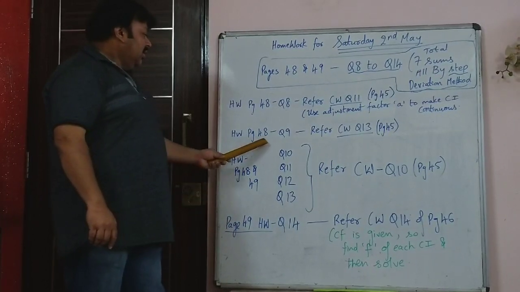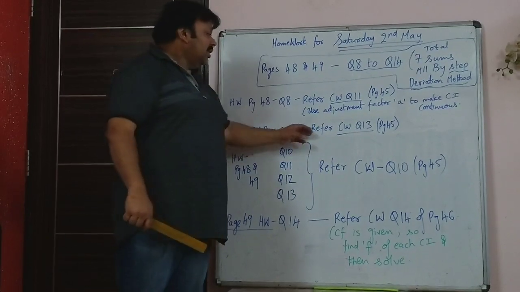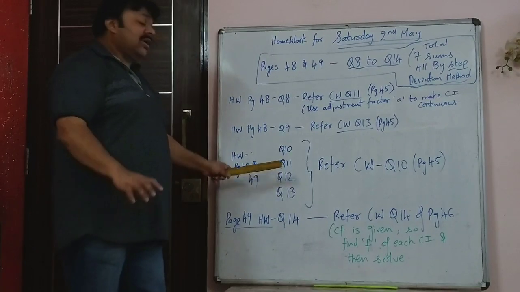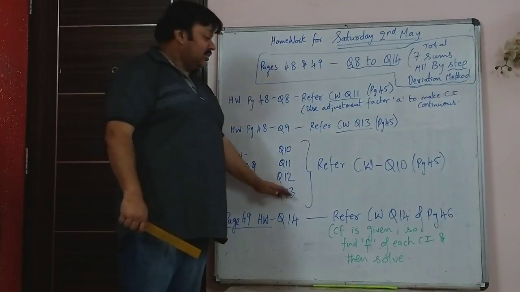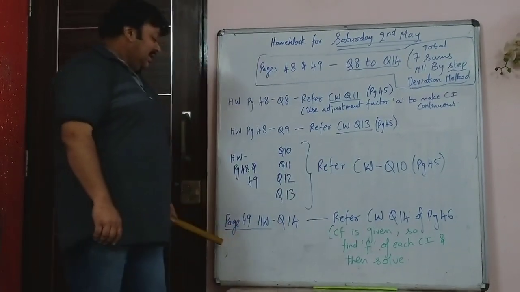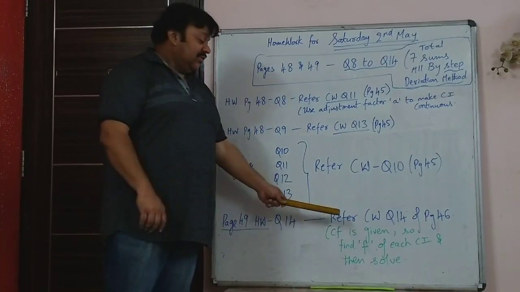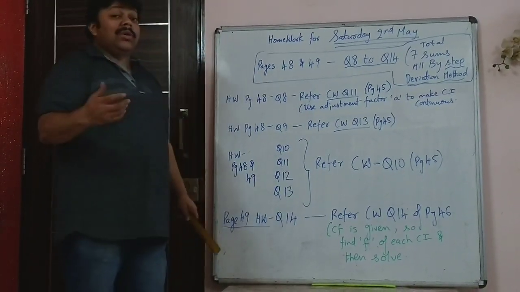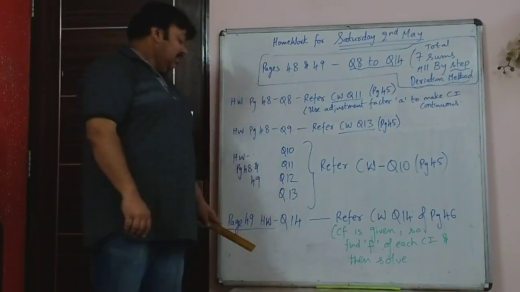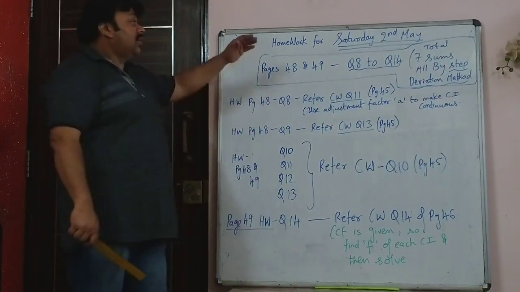Then in the same way, question 9 is that histogram where the graph was given. So in that you refer to classwork question 13. Then these 4 sums are simple, straightforward, ordinary sums for which you refer to classwork question 10. And the last sum is just like the sum which you just now did, which is based on cumulative frequency being given, you have to find the frequency and then solve the sum. So for homework question 14, refer to classwork question 14.